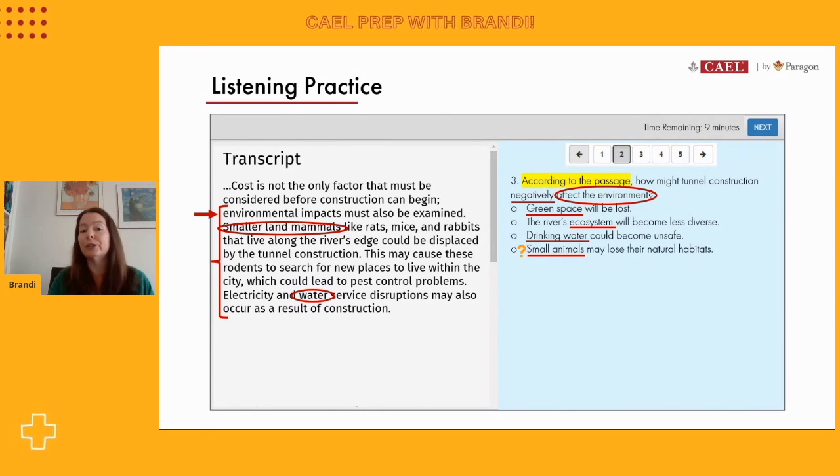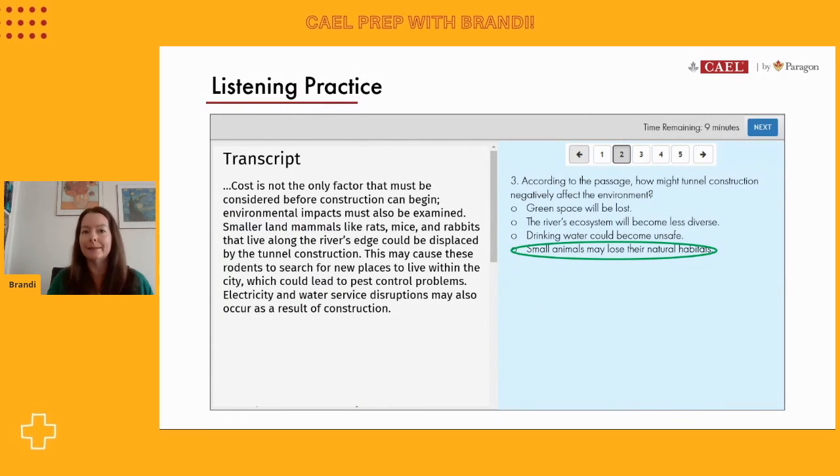All right. And again, the other 2 ideas don't make sense in this context. We have to find the answer in the transcript or in the listening itself. So answer choice D then is the one that's correct. So these are 3 practice questions just to get us thinking about the process.